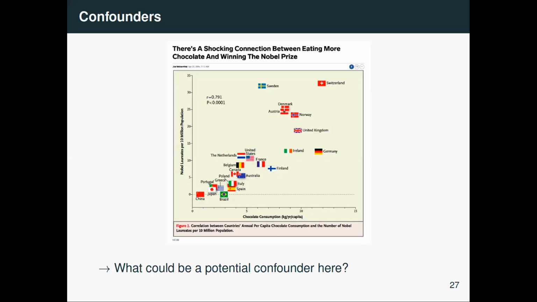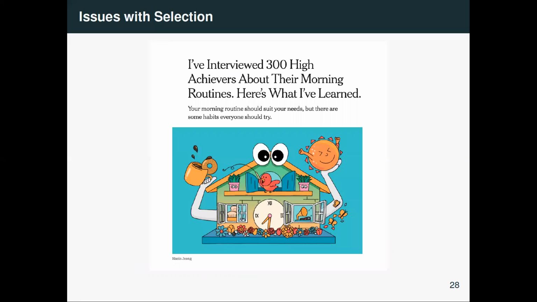So the first issue of selection comes from a story from the New York Times. In this New York Times story, the writer talks to 300 high achievers, asks them about their morning routines, and then makes some conclusions that people should adopt certain habits to become better achievers. Now, the problem here is what we call selecting on the dependent variable.